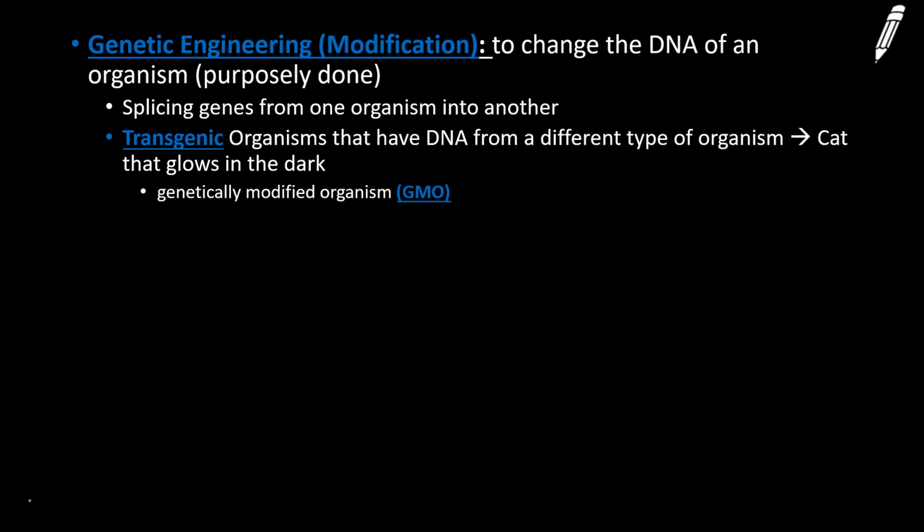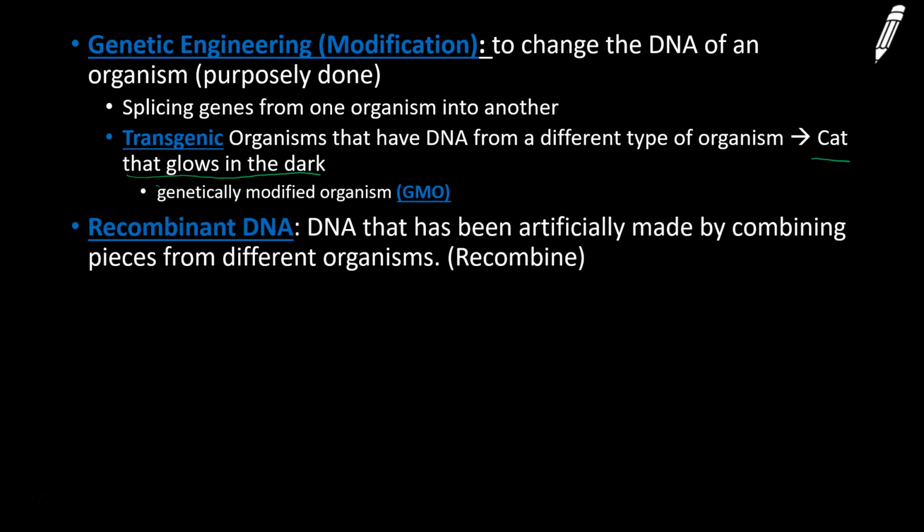So think of the example of the glow-in-the-dark cat that we talked about in class. Well, that cat has a gene to make a protein from a jellyfish. So that cat would be called either transgenic or a GMO.